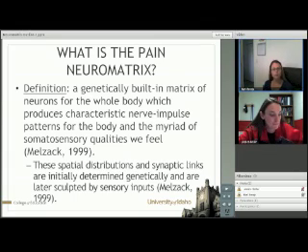In the neuromatrix, the spatial distributions and synaptic links are initially determined genetically and are later sculpted by the sensory inputs. You can see from this definition that there are many components to the pain process.